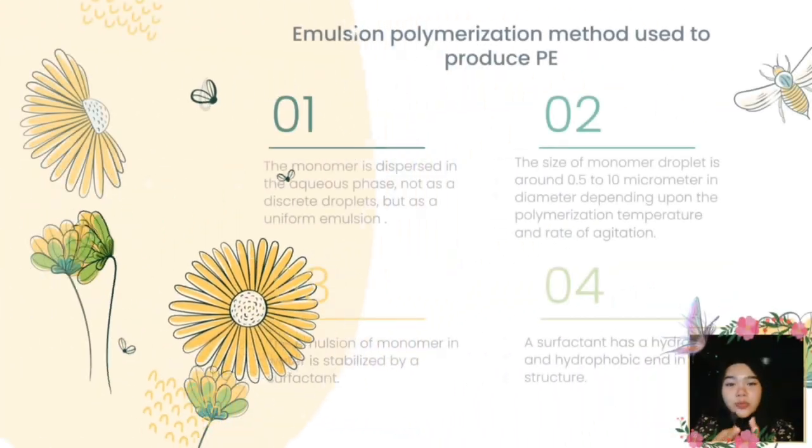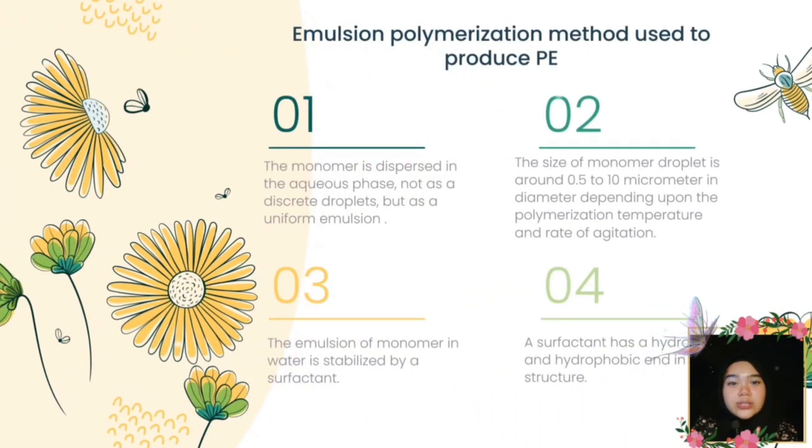Next, for emulsion polymerization, there are a few methods to produce PE. Number one is the monomer is dispersed in the aqueous phase, not as discrete droplets, but as a uniform emulsion.